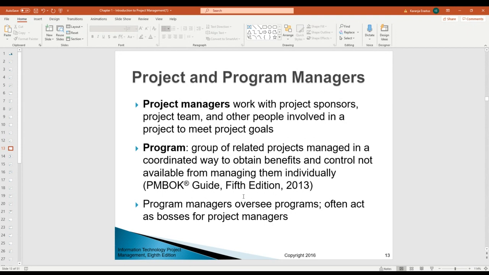Okay, so you'll see that in the exam, they ask you the difference between a project and a program. So usually a program is a group of projects. Okay, and then program managers oversee the programs, and they act as the bosses of the project managers, because project managers work on specific projects, and program managers are on top, working on a program, and the program is made up of different projects. So it's kind of like a dean of a school. The dean of the school is in charge of the different departments, if you think of departments as projects. So that's how that goes.